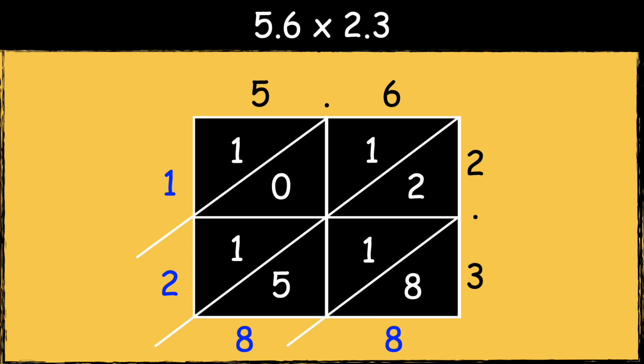The final step is to find where the decimal point goes in the answer. To do this, look for where the decimal points from both numbers meet in the grid. Then follow the diagonal line to find its place in the answer. So the answer is 12.88.